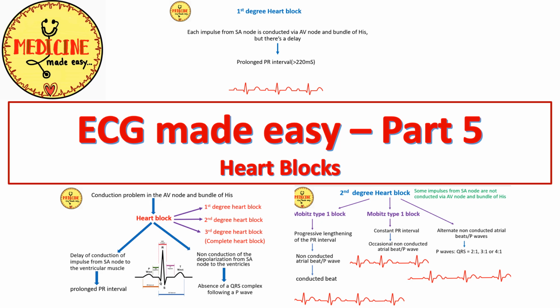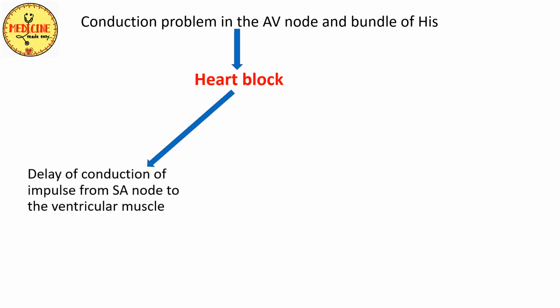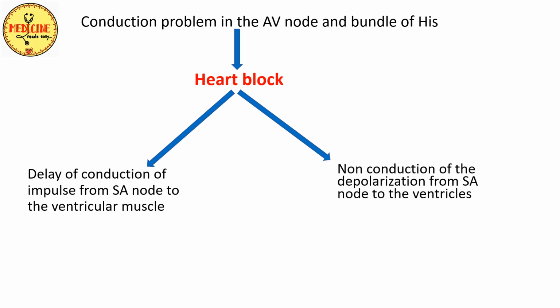Today let's learn about interpretation of heart blocks in an ECG. Conduction problems can happen in any component of the cardiac conduction system, and those that happen in the AV node and the bundle of His will give rise to heart blocks. This results in either delay of conduction of impulse from SA node to the ventricular muscle or non-conduction of the depolarization wave from SA node to the ventricles.